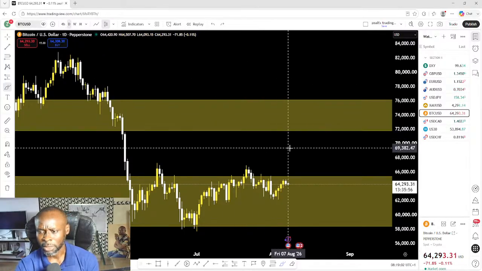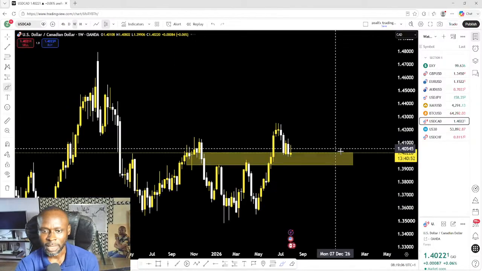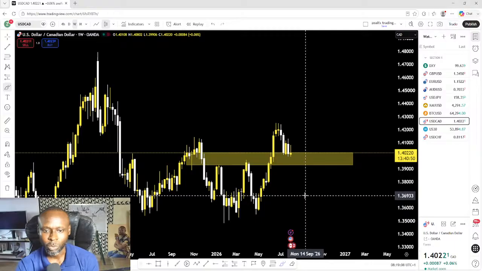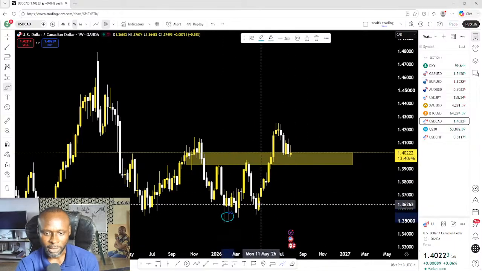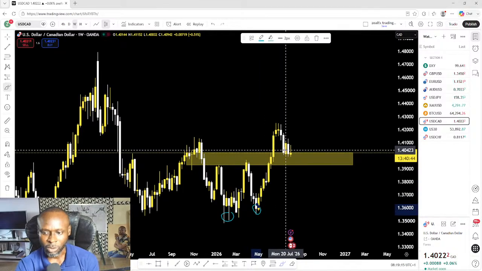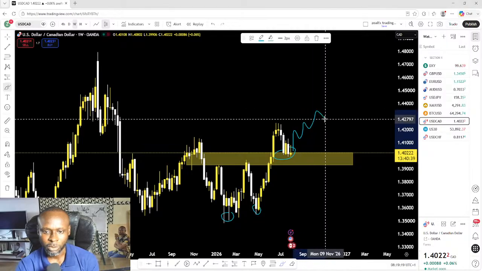So let's look at the next pair, which is USD CAD. On my weekly time frame, you can see we have a bullish structure, which is this lower low and higher low. So as long as we have this series of higher lows, expect price to push higher to the top.